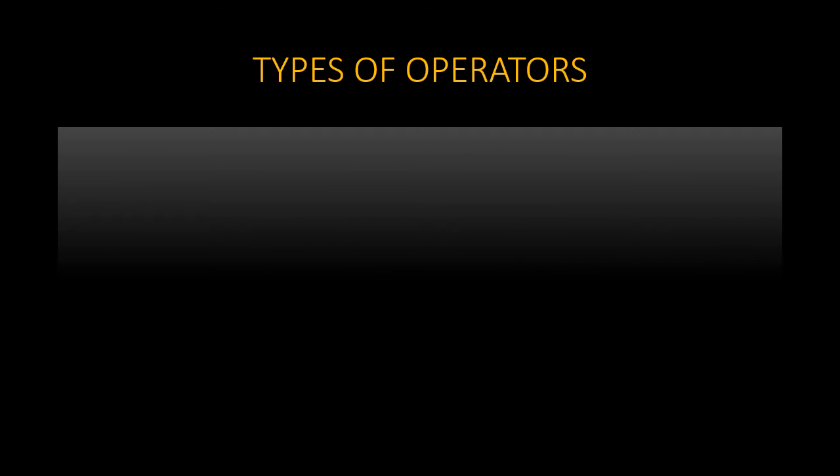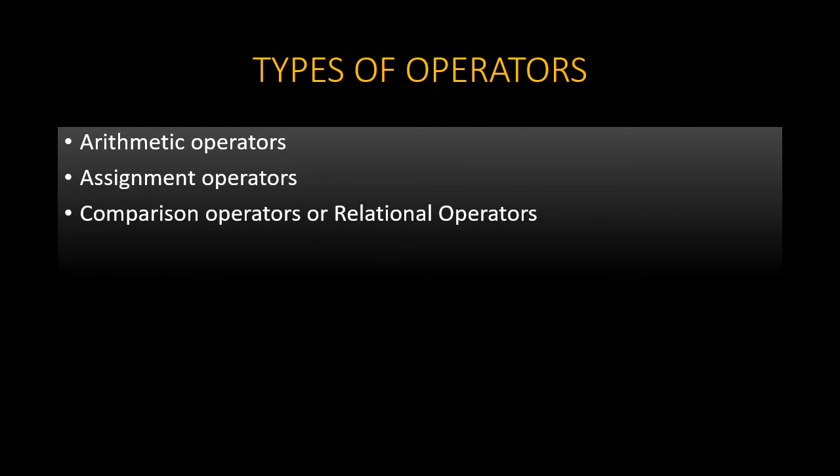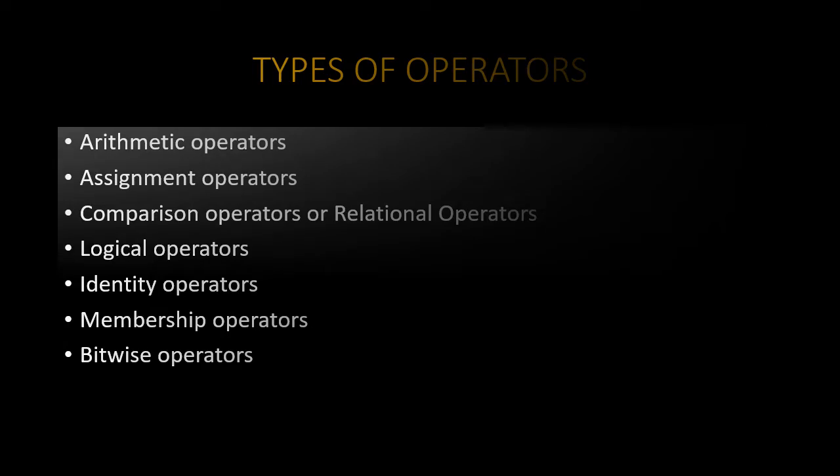And these are the types of operators in Python: arithmetic operators, assignment operators, comparison or relational operators, logical operators, identity operators, membership operators, and bitwise operators. The identity and membership operators are new compared to other languages.